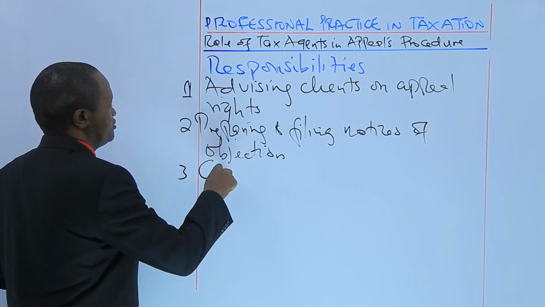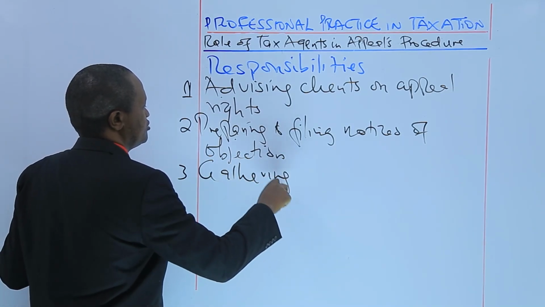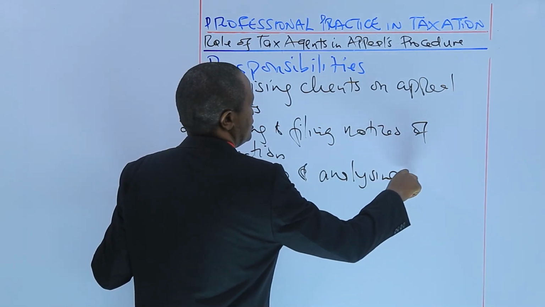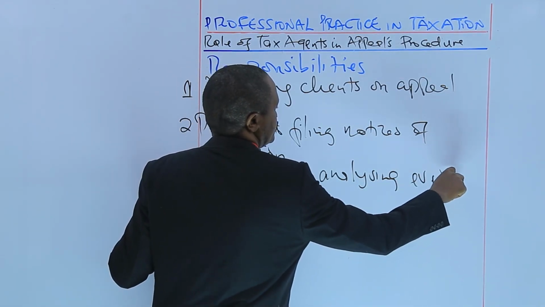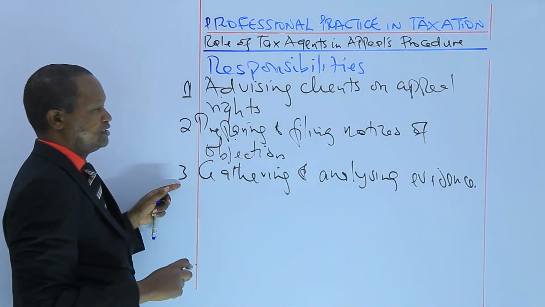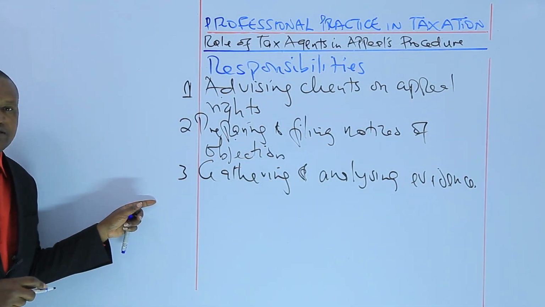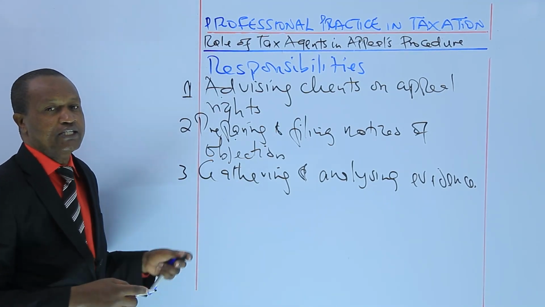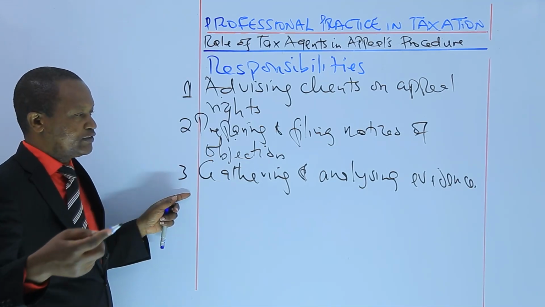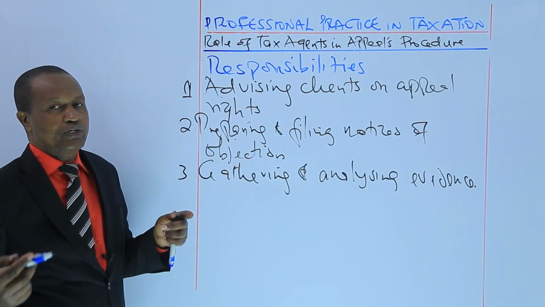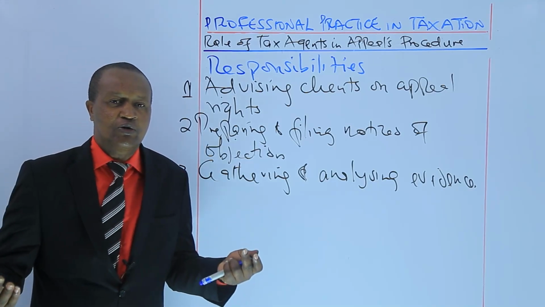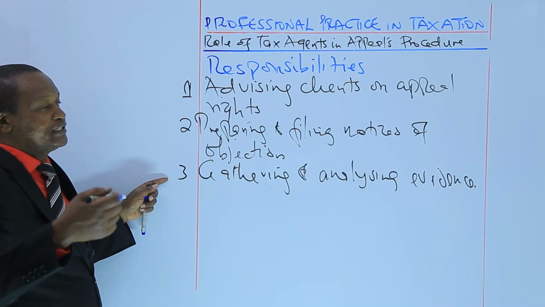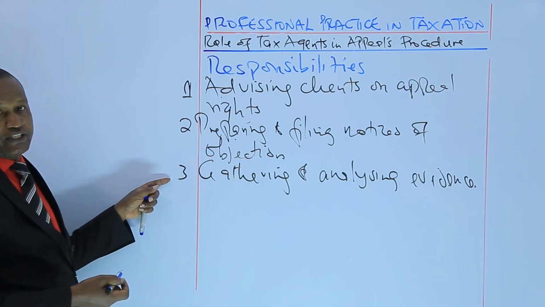Three, gathering and analyzing evidence. Tax agents gather and analyze evidence to support the taxpayer's appeal, including financial documents, correspondence, expert opinions, and so on. Gathering and analyzing tax evidence.